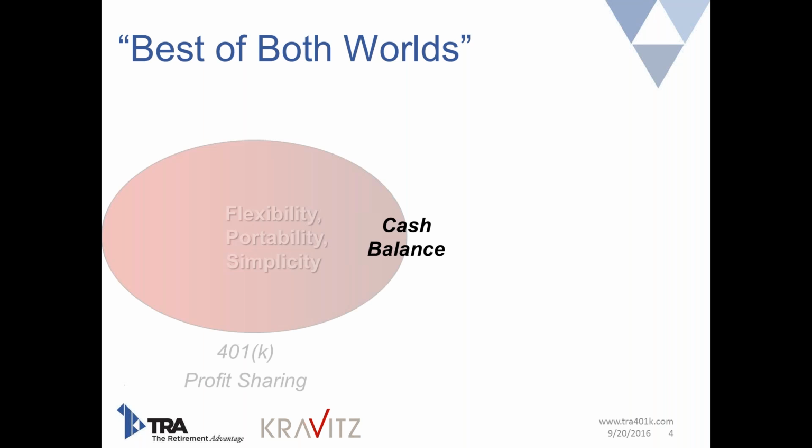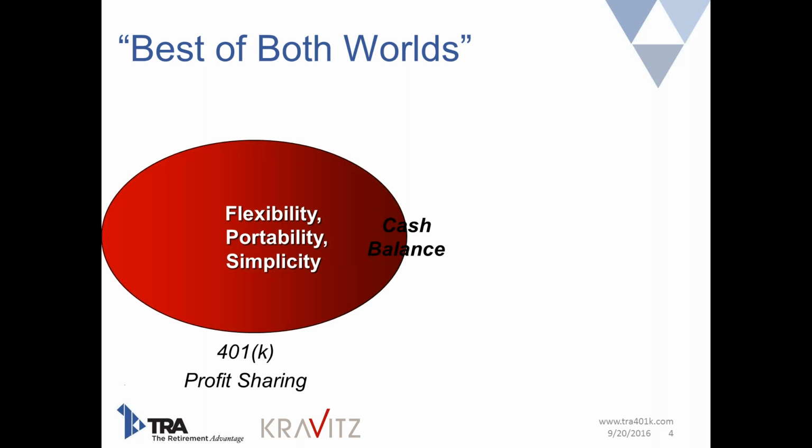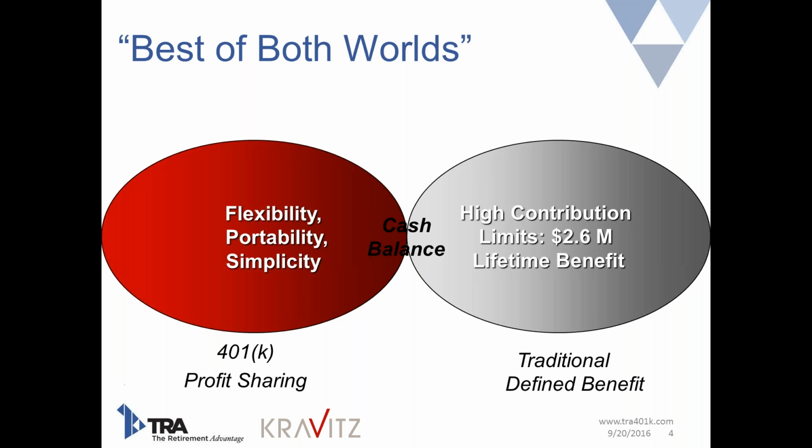Just as a friendly reminder, cash balance plans are hybrid plans. We like to say at Kravitz and TRA, they're the best of both worlds in that, like a 401k profit sharing plan, they're flexible, they're portable, and because everyone has an account, they're easy to understand. But in a cash balance plan, we're not subject to those pesky 401k limits. We have access to those high annual contribution limits based on age that a defined benefit plan affords us.